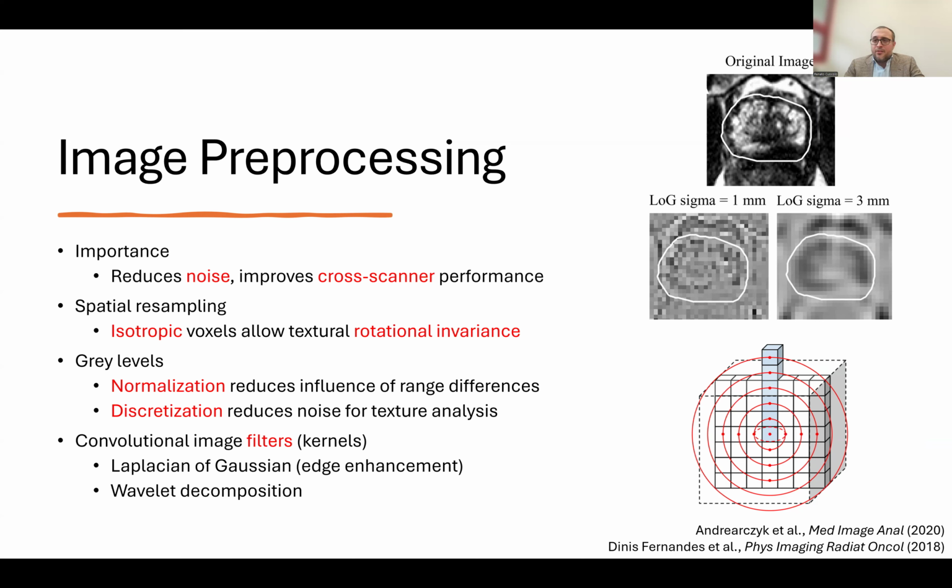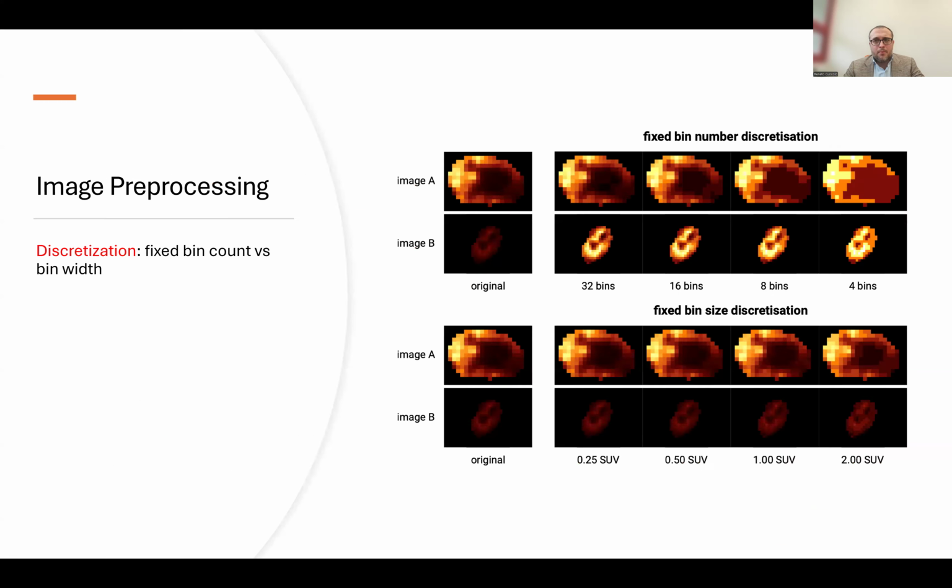And these can be either normalized using mean and variance of the overall distribution or discretized with different approaches. And we will see that in the next slide. But also, as you can see on the right, we can also apply filters, and these again help us in enhancing the signal in the image, reducing the noise that we don't wish to keep.